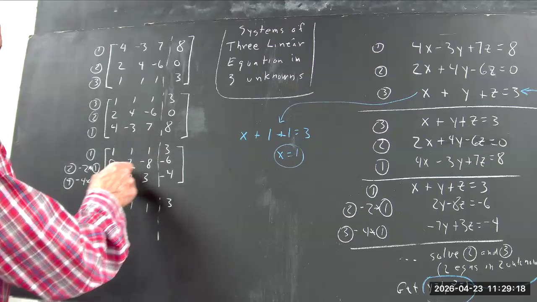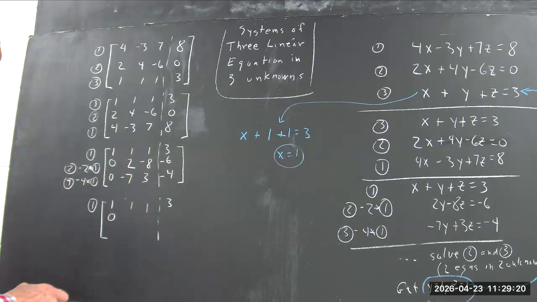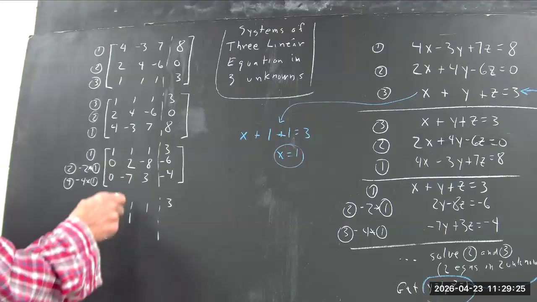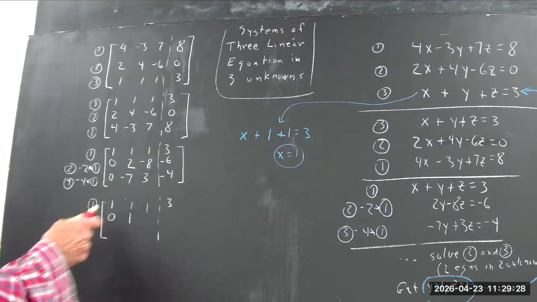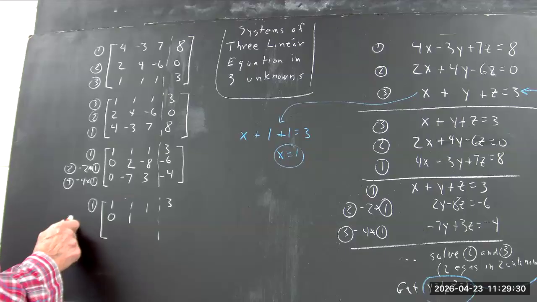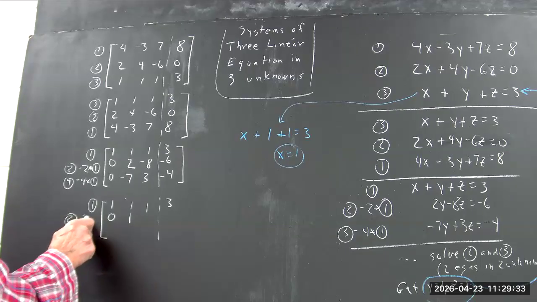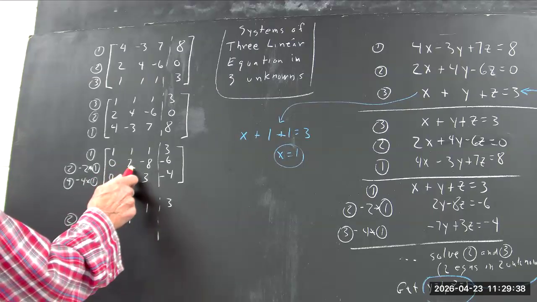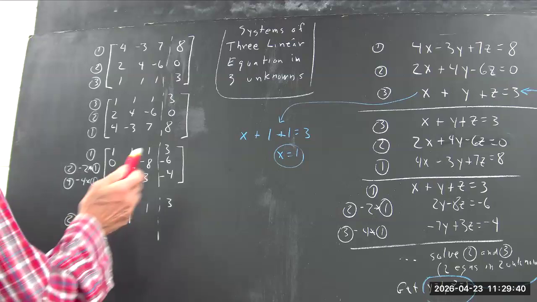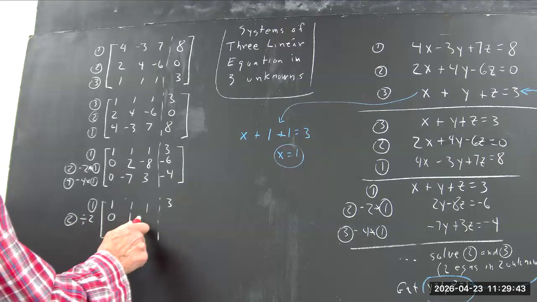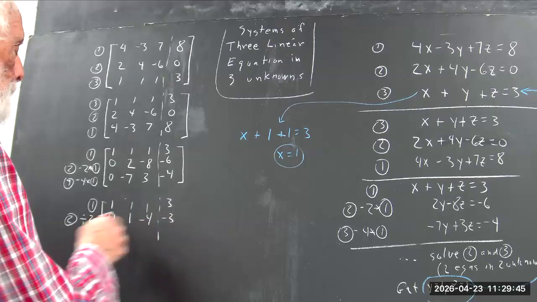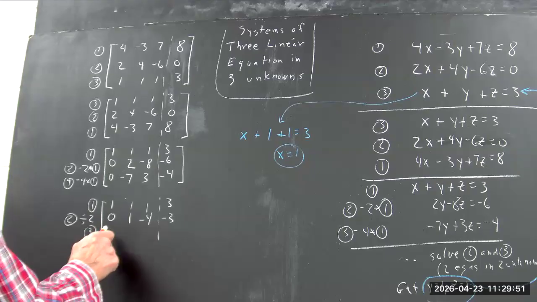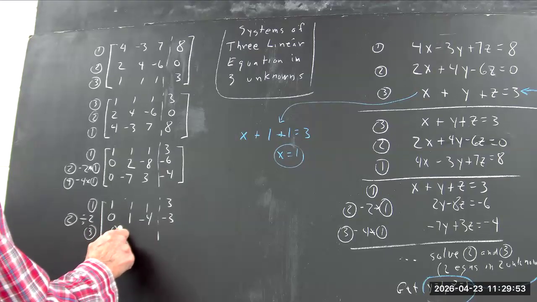But then I've got a 2 in row 2 of the previous matrix. I want a 1 here. How am I going to get a 1 when I've got a 2? Well, I divide by 2. So I take my previous row 2 and divide every number by 2. Okay, so the numbers are 0, 2, -8, -6. Dividing those by 2, I get 0, 1, -4, and -3. And I'm going to then write down my third row from before. I'm not going to mess with it.